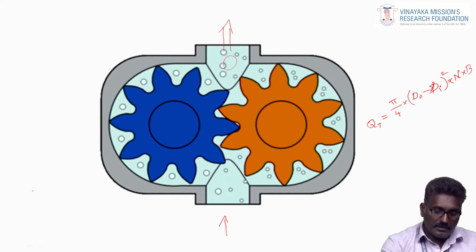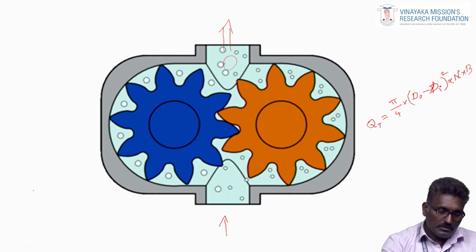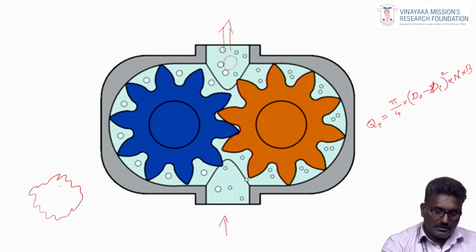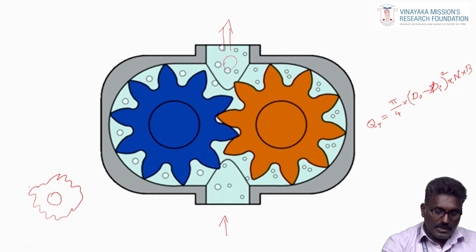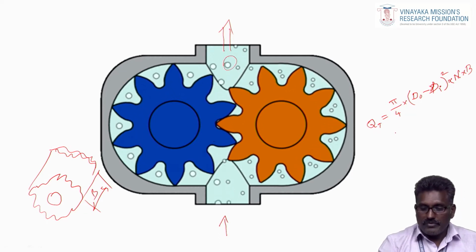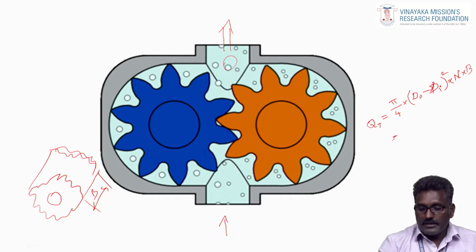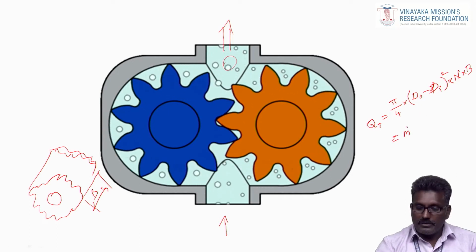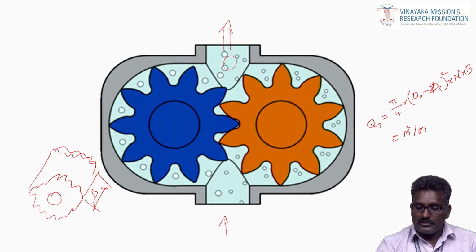A gear is there, you assume this is a gear blank. The gear blank has a width, so it is called B, the breadth of the gear. So we will get the theoretical discharge of this pump in meter cube per minute.